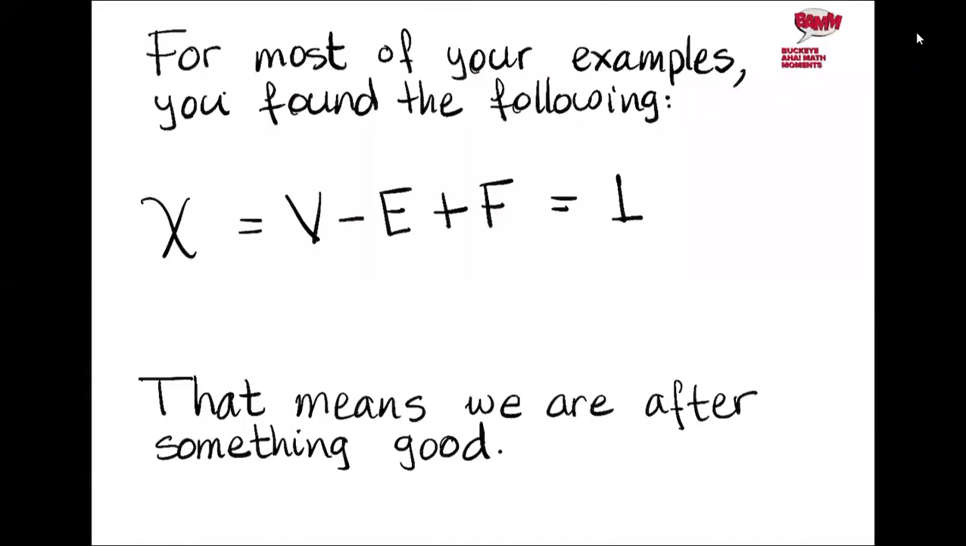For most of your examples in task 2, you found that this formula, V minus E plus F, is equal to 1. That means we're after something good. Whenever mathematicians find that they can group the structures, they follow that path to help them understand, identify, and classify the objects they are studying.